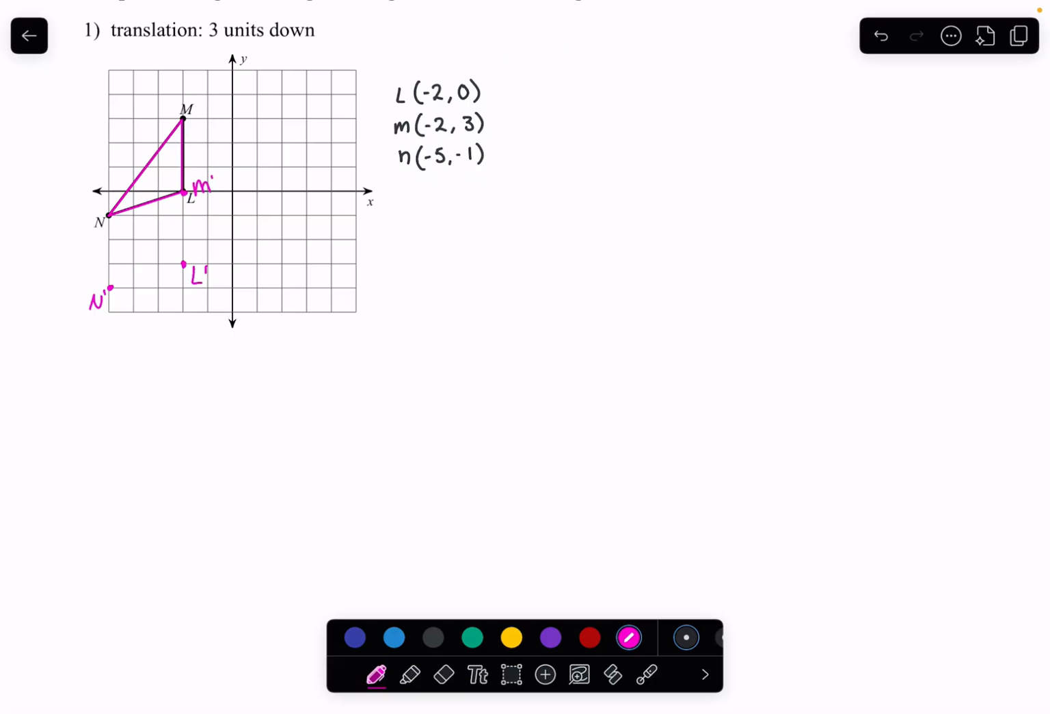And this is why we label them, right? Because we need to keep track of which point on the image corresponds to which point on the pre-image. L prime corresponds to L, N corresponds to N prime, and so on and so forth.